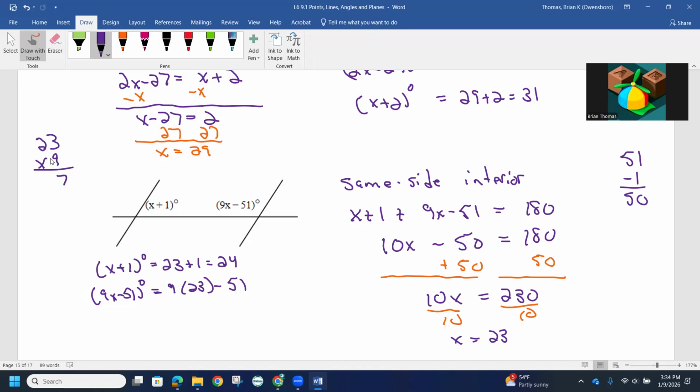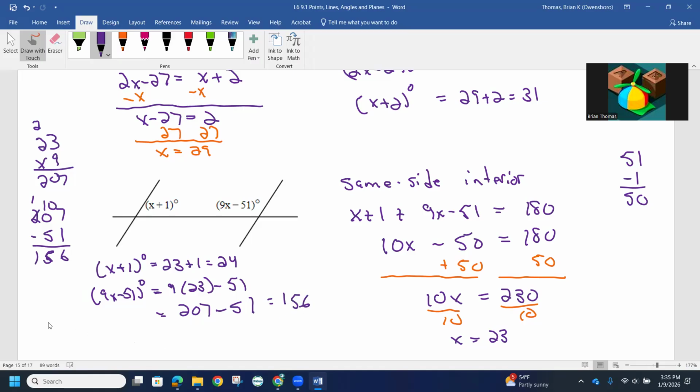9 times 3 is 27, carry a 2. 9 times 2 is 18, plus 2 is 20. That's 207. So I have 207, take away 51. So if I go 207 and I take away 51, well, 7 minus 1 is 6. I can't subtract there, so I'll borrow 1 and bring a 10 over. 10 minus 5 is 5, so 156. So does 156 plus 51 give me 207? Yeah, it does.